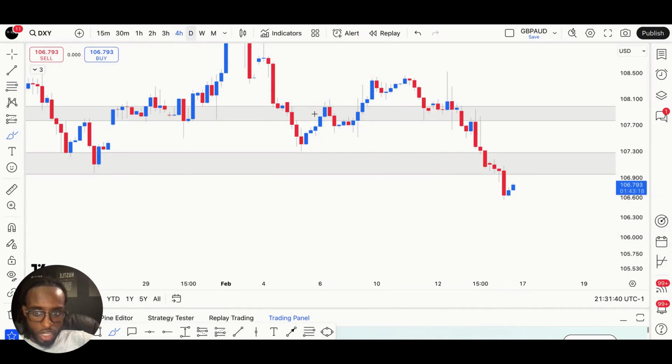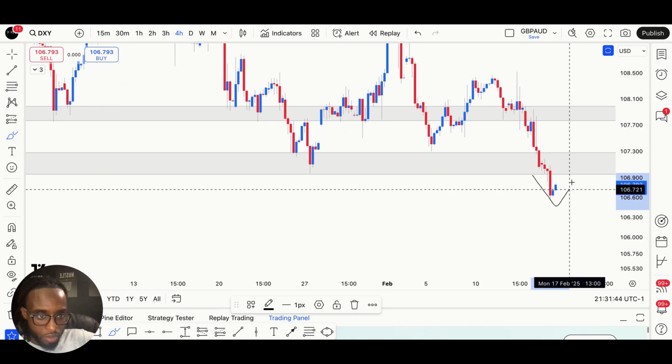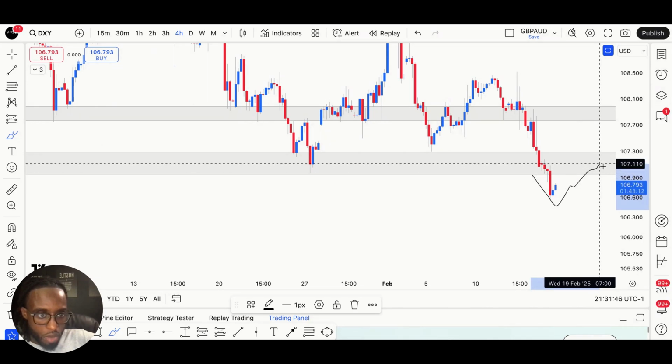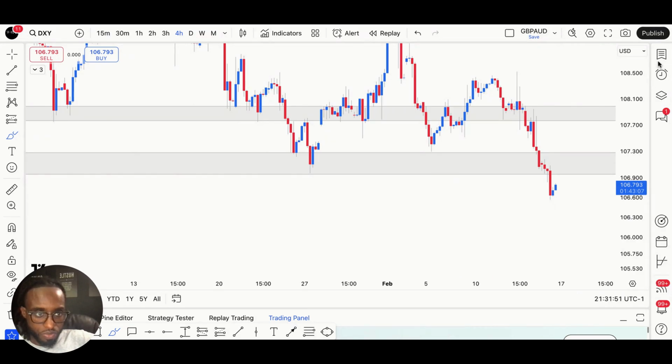Even on the 4 hour, we can see we got that breaker structure. So next week, maybe have some type of pullback first, but I'm bearish on DXY, looking for that to continue down. So that's DXY, and we'll see how things continue from there.